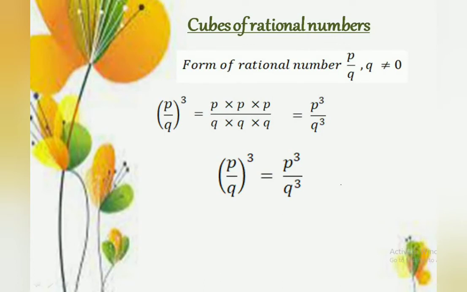As an example, say 2 by 3 the whole cube. How can we find it? It is simply 2 cube by 3 cube. And we know that 2 cube is 8. And what about 3 cube? It is 27. The answer is 8 by 27.